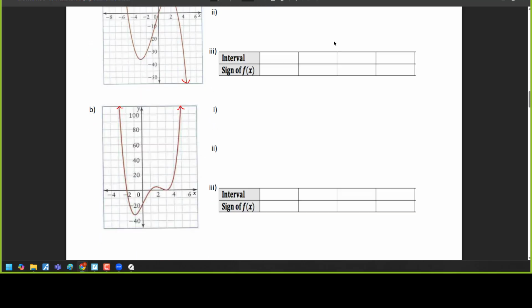List the least possible degree. Well, let's take a look. We have an x-intercept here, that's 1. Another x-intercept here, that's 2. And another x-intercept here, that's 3.